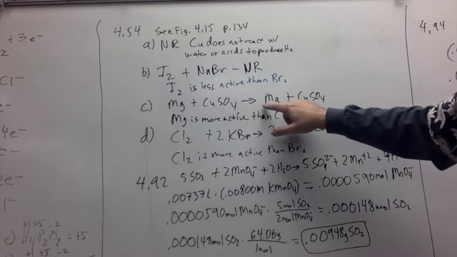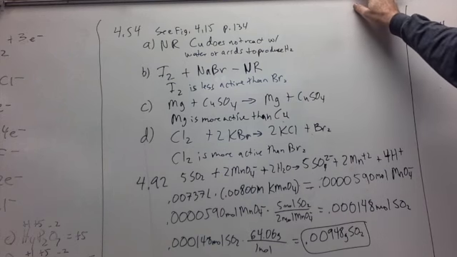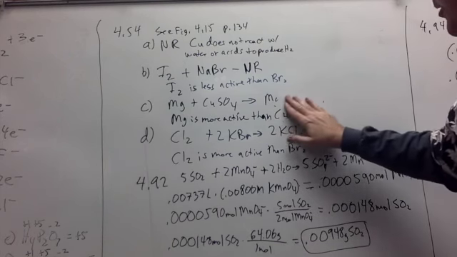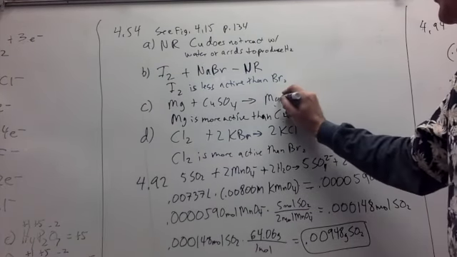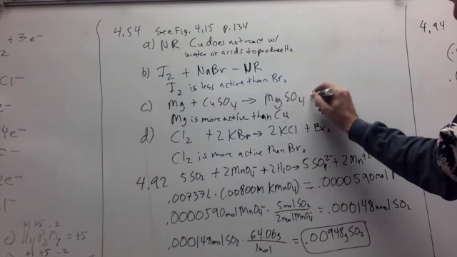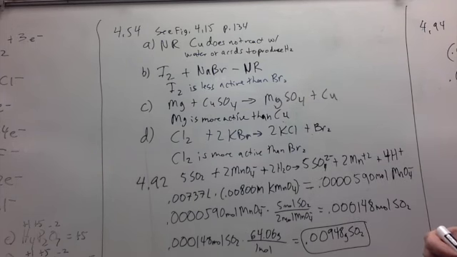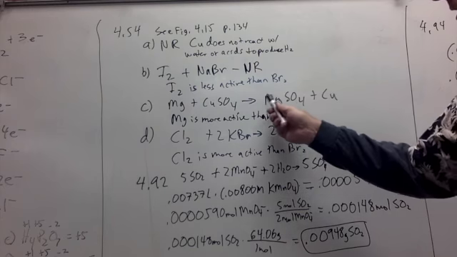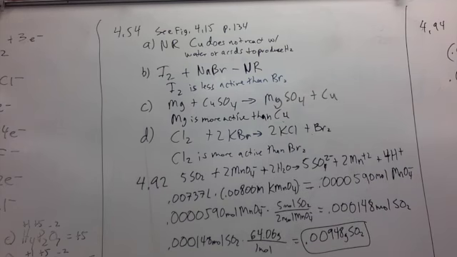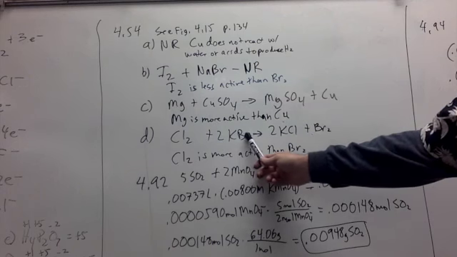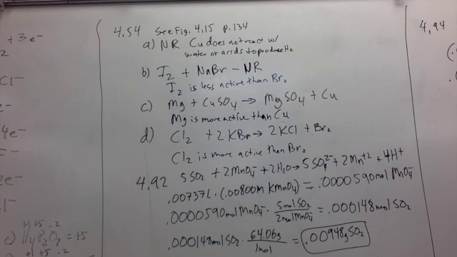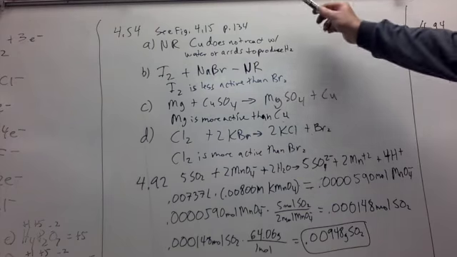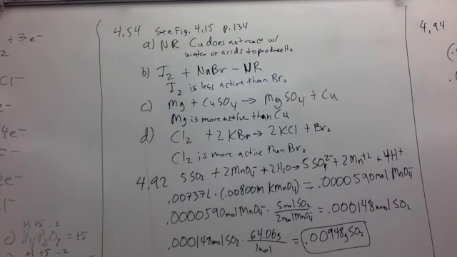So Mg plus CuSO4 yields Mg plus CuSO4. Sorry, is that right? Mg plus CuSO4 yields MgSO4 plus Cu. Magnesium is more active than copper and will kick copper out of the compound. Chlorine is more reactive than bromine, more active than bromine, and can kick bromide out of KBr, making KCl plus Br2. These are all single replacement reactions.